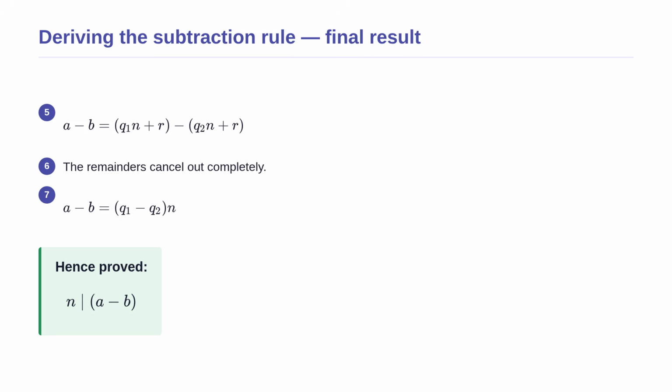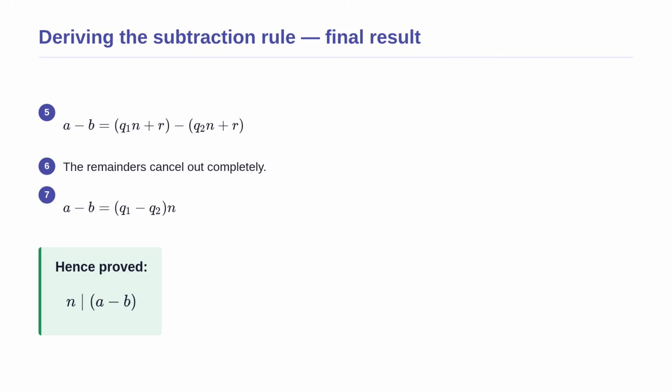Moving forward with our subtraction, we set up a simple algebraic equation to see what happens to the difference between A and B. By substituting the expressions we just built, we subtract the two equations. When we perform the subtraction, the positive R and the negative R completely cancel each other out, leaving zero remainder. We then factor out the common modulus n.